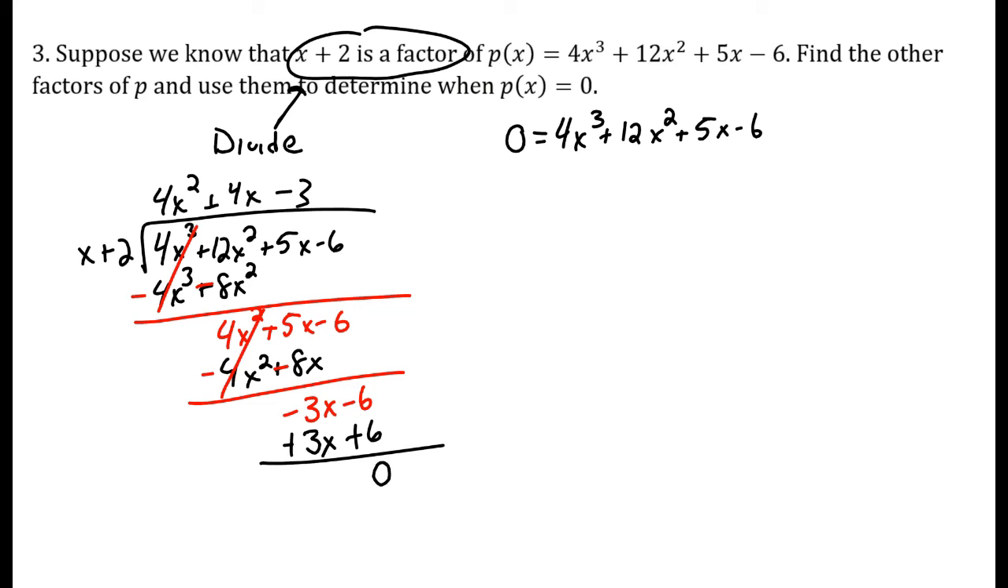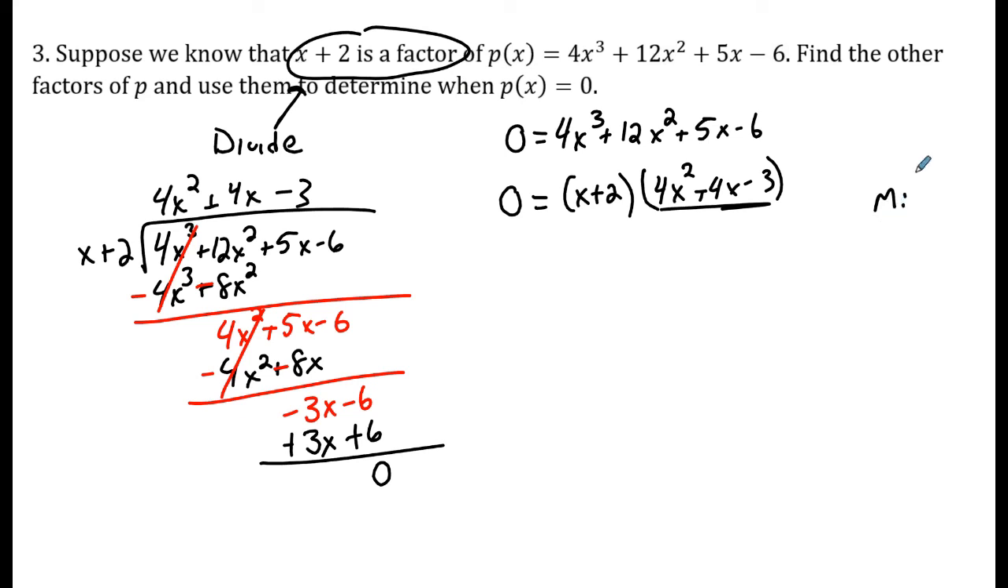So what this tells me is I can factor this expression, as I know x plus 2 is one of the factors. What's the other quadratic factor? Well, it's 4x squared plus 4x minus 3. It's using that relationship between multiplication and division. Well, this isn't factored completely because I've got this quadratic that I can factor here using the AC method.